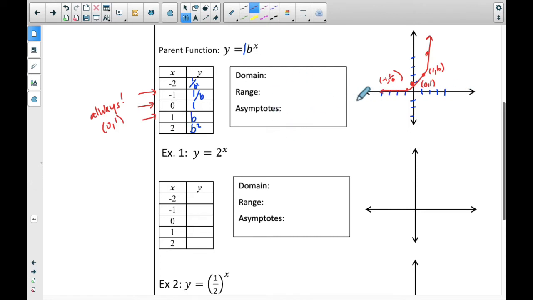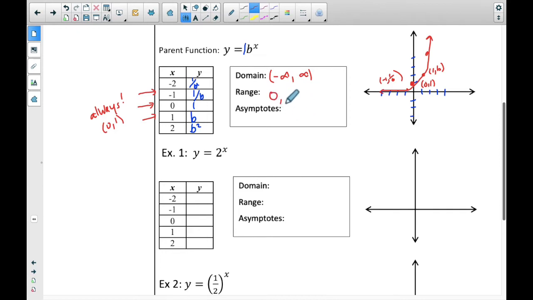The domain is from left to right. Can you see that this is going to go from negative infinity to positive infinity? Now the range is not. How low can that range go? Well, I think that you've learned this before in Algebra 1, it can't go below 0. 0 is like the asymptote.